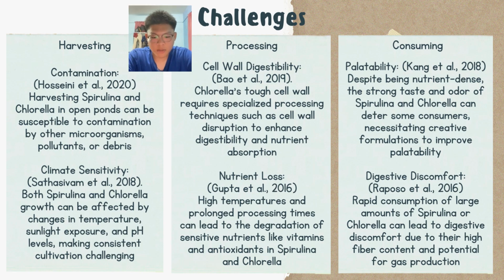Cell wall digestibility: chlorella's tough cell wall requires specialized processing techniques such as cell wall disruption to enhance digestibility and nutrient absorption. Nutrient loss: high temperatures and prolonged processing times can lead to the degradation of sensitive nutrients like vitamins and antioxidants in spirulina and chlorella. The third one is consuming.